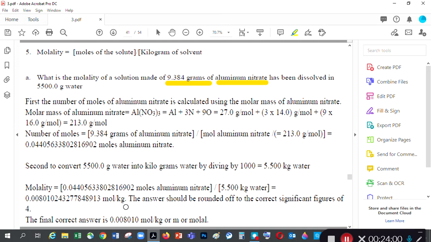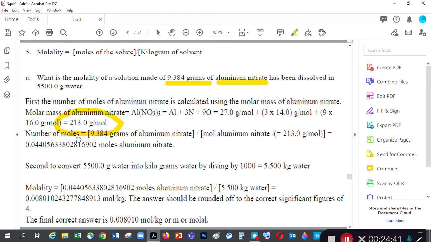Well, first you need the molar mass. Again, we are always repeating ourselves. In order to get the moles, you have to go through the molar mass, or sometimes through Avogadro's number. But most of the time we are dealing with the molar mass. So let's calculate the molar mass of aluminum nitrate: 1 aluminum, 3 nitrogen, and 9 oxygen. Aluminum is 27.0 gram per mole atomic mass, nitrogen is 14.0 multiplied by 3, and 9 oxygen is 9 multiplied by 16. It ends up with the molar mass of aluminum nitrate being 213.0 gram per mole.